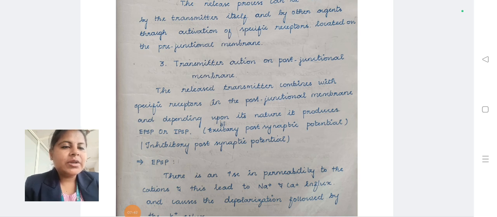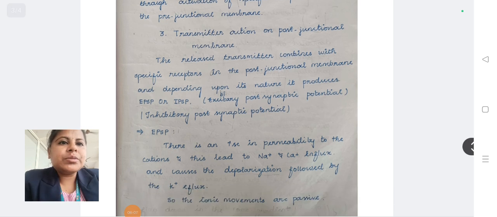In the third step, the transmitter which is released from the pre-junctional nerve endings combines with the receptors in the post-junctional nerve endings and produces an excitatory postsynaptic potential or an inhibitory postsynaptic potential.